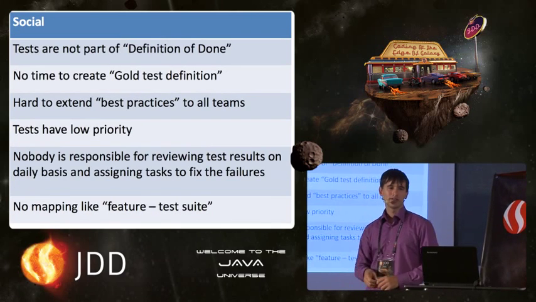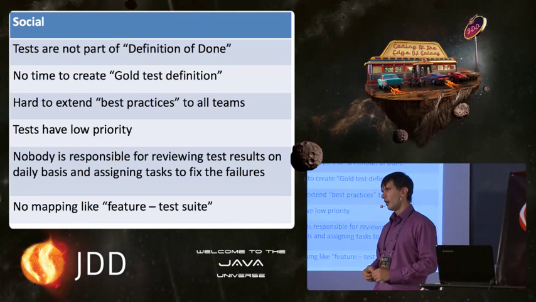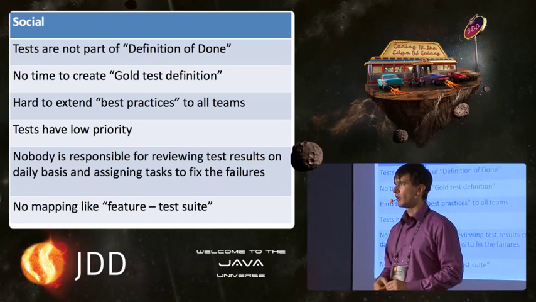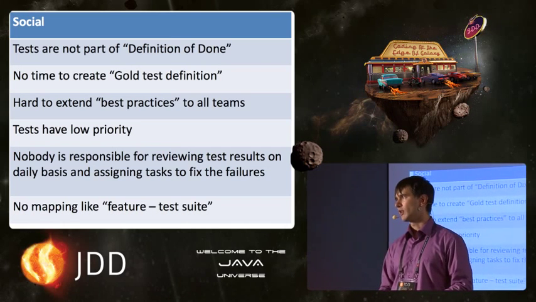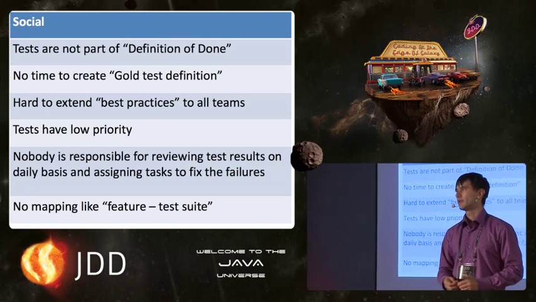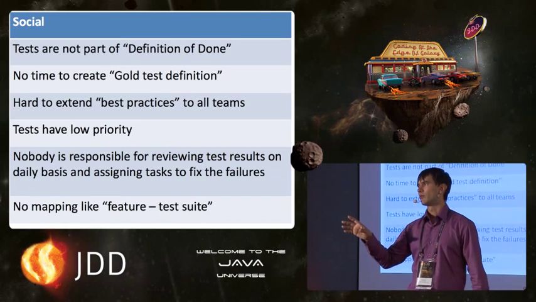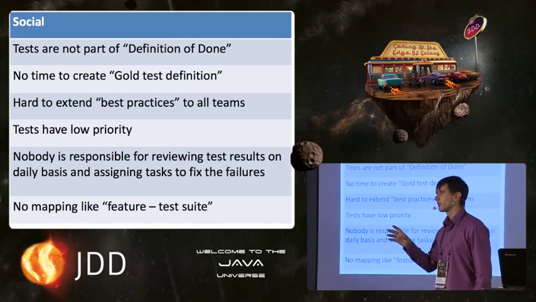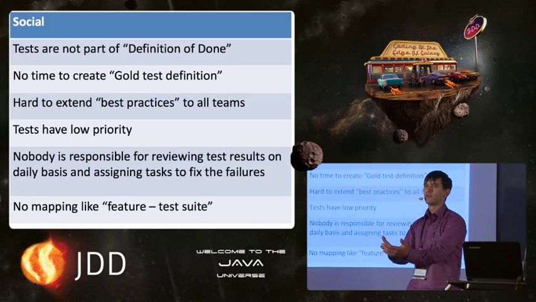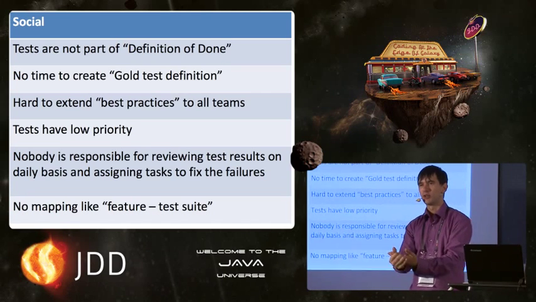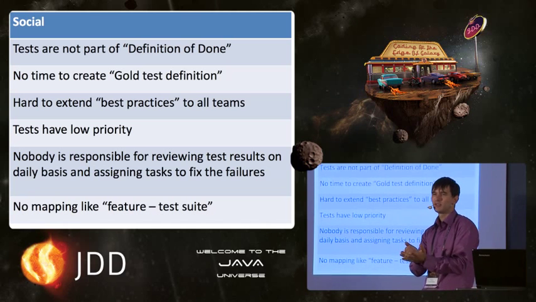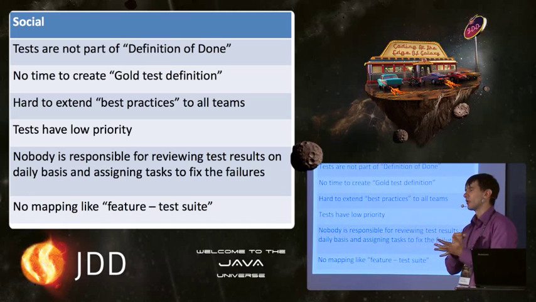And the last one is the social. I would say that it includes many stakeholders: your managers, your product owners, other team members, QA, and so on. And we had a lot of problems there as well. For example, tests are not part of the definition of done. You should discuss it with your product owner to find time to write tests. If you didn't discuss it, you will never have time to write those tests.